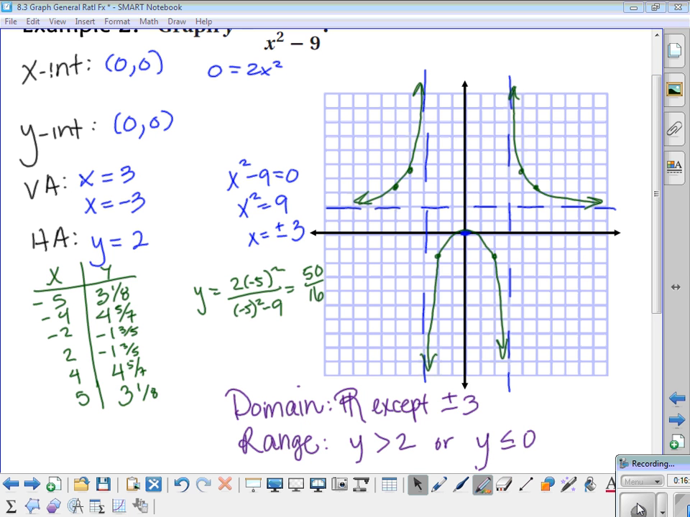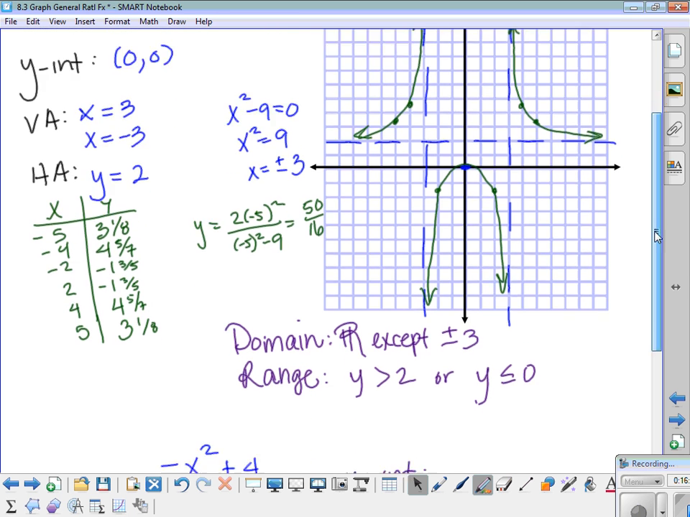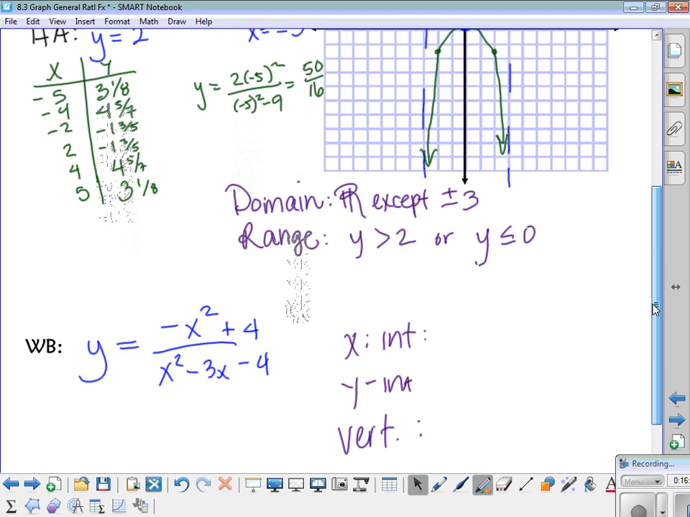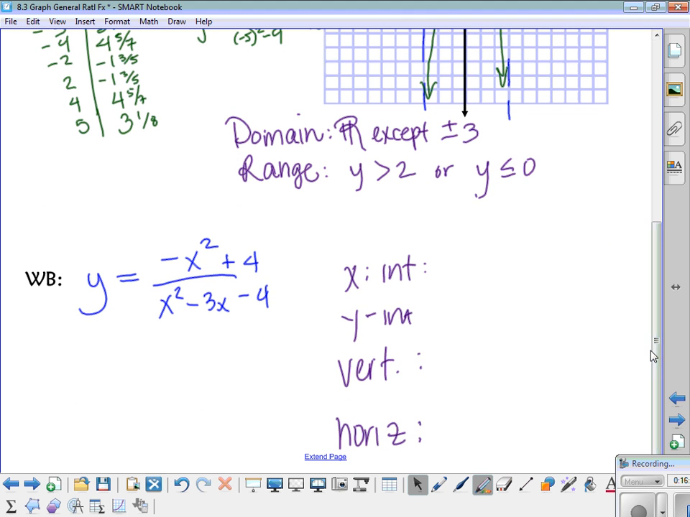All right, so I'm not going to worry about graphing right now, but I want you to just practice finding the x-intercept, y-intercept, vertical asymptote, and horizontal asymptote for this equation: y equals negative x squared plus 4 over x squared minus 3x minus 4. I don't think you will have time to graph it, but go ahead and see what you can figure out from this.